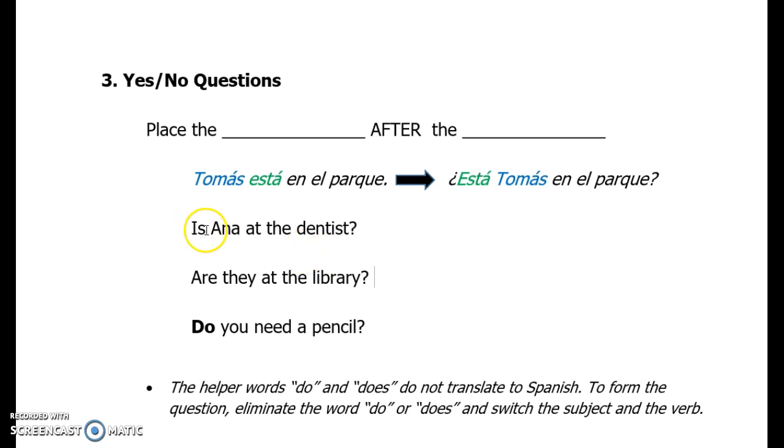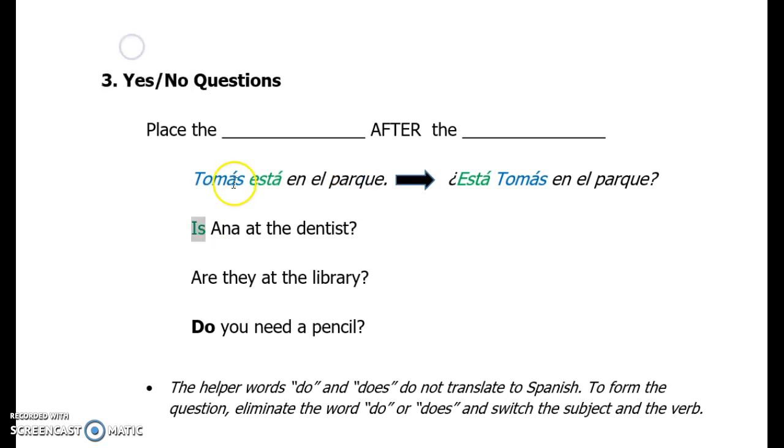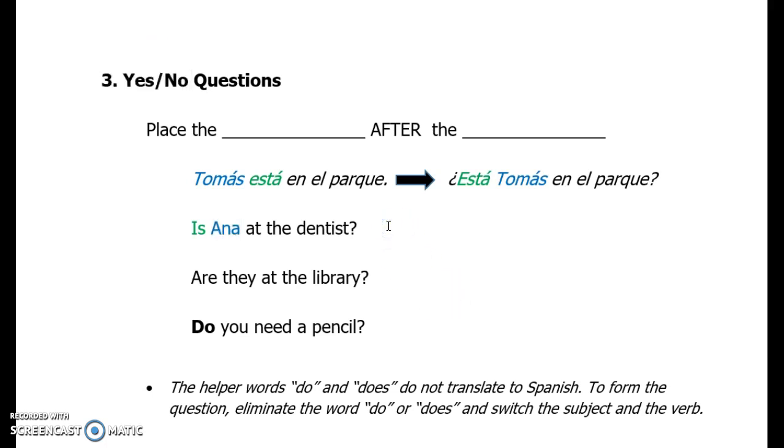Look down here. So let's do some examples. Is, there's your verb. Whoops, I don't want her to be blue. I want her to be green. Green means go, so that's your verb. Ana is your subject. So we're going to make her blue to show that. Okay, so is Ana at the dentist? Well, let's do it the same way you would do in Spanish. I'm going to copy this because it makes it a little bit faster.